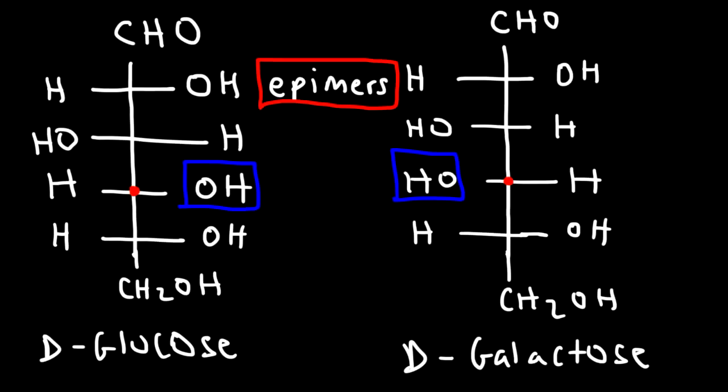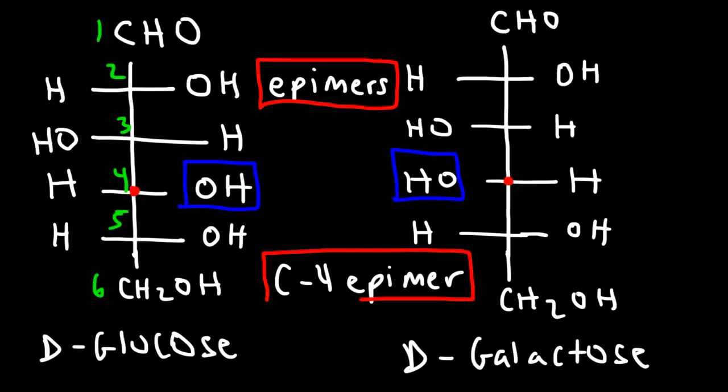Now, this is carbon 1, 2, 3, 4, 5, and 6. And so galactose is known as the C4 epimer of glucose, because at carbon 4, that's where galactose differs from glucose. So make sure you understand the term epimer.